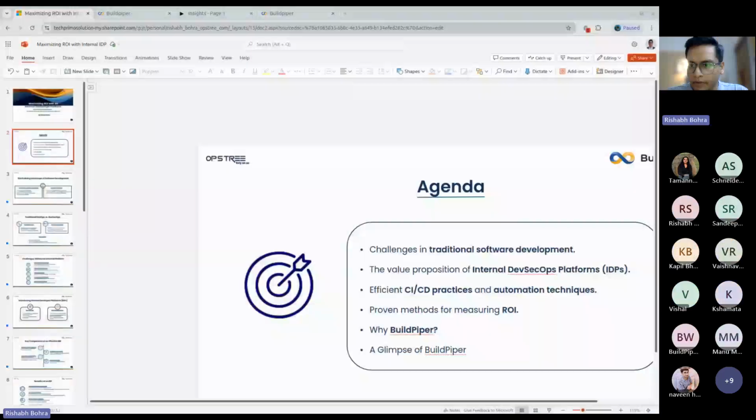I think my screen is visible to everyone, right? Let me recheck, because I think a few people are not able to see my screen. Oh, yes. Is my screen visible to everyone? Yes, sir. Yes, it is visible. Thanks, thanks.